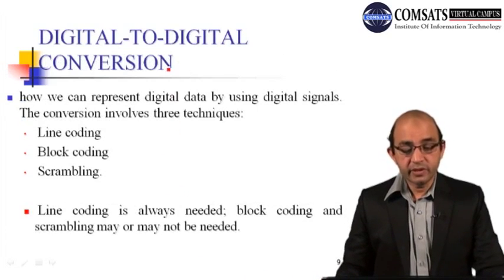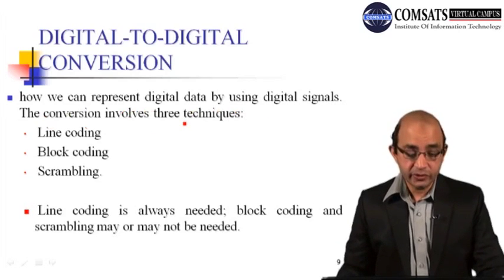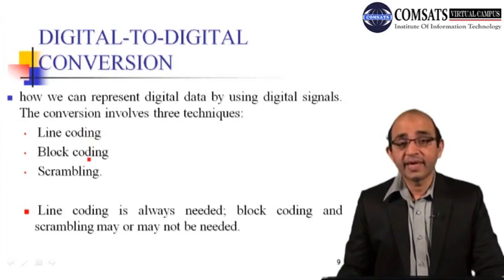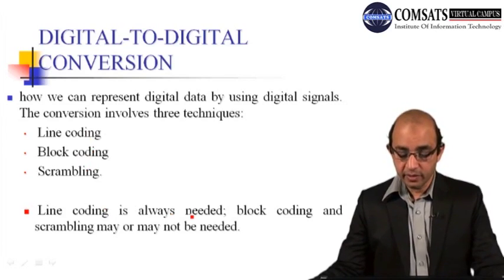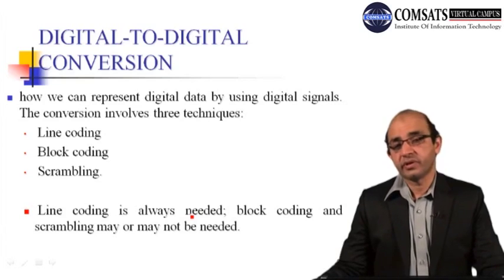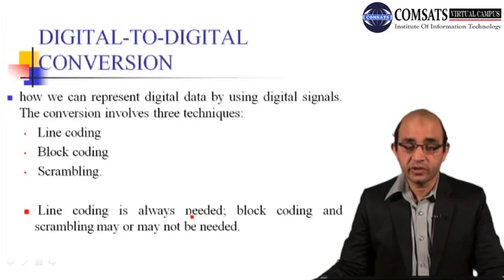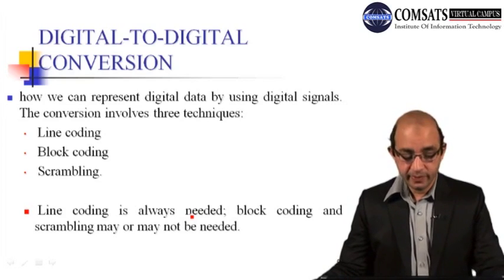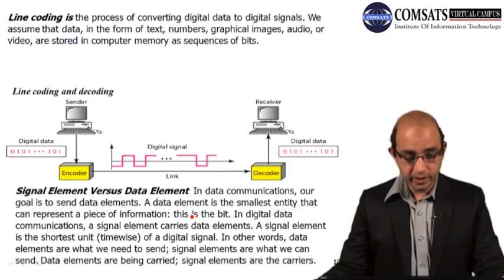So if we talk about digital to digital conversion, we can represent digital data by using digital signals. There are 3 techniques that we can use: line coding, block coding, and scrambling, right? We always require line coding. Block coding and scrambling depend on which scenario, what technology, or what communication system we are going to use. So depending upon that system, block coding or scrambling may or may not be required accordingly.